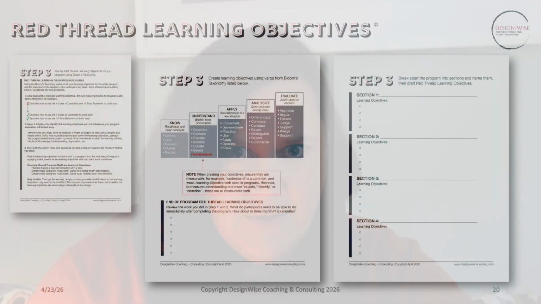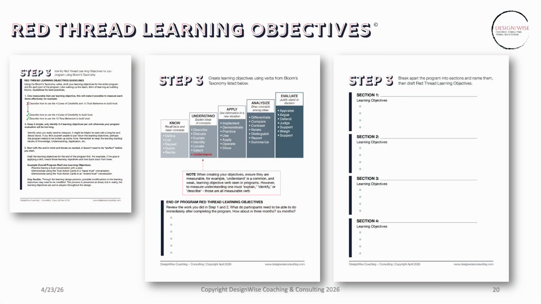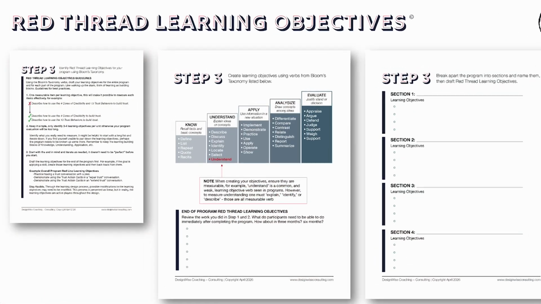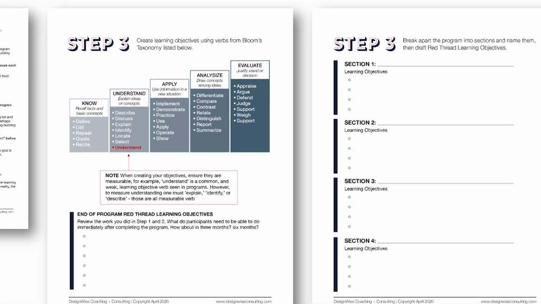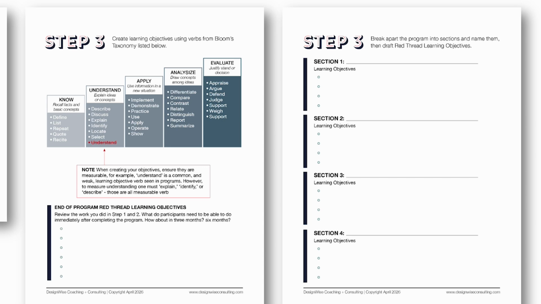So now you have filled out step one, step two, and you're finally ready to write out your learning objectives. Step three, in the workbook, I give a sheet to talk about the general guidelines I use for creating learning objectives, but the two worksheets will give you a path to create the actual learning objectives.